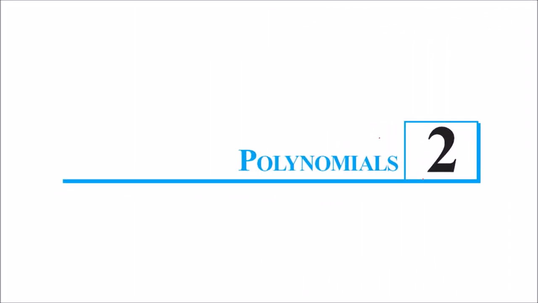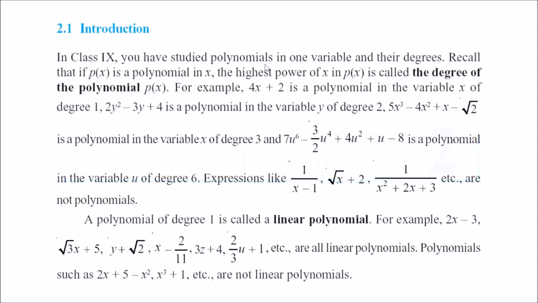This is chapter 2 of class 10, polynomials. We have already learned in our previous classes the polynomials of degree 1, and also what degree means when we have one variable. So degree 1 means linear. We have discussed the degree.